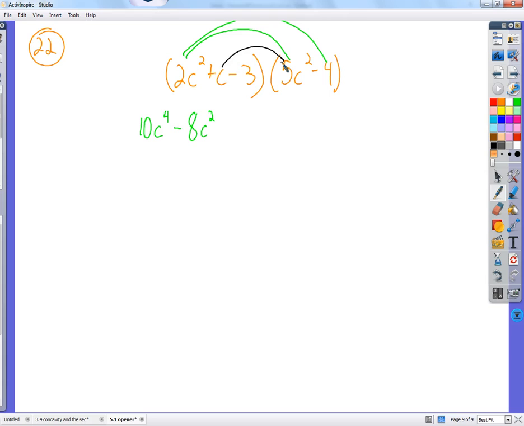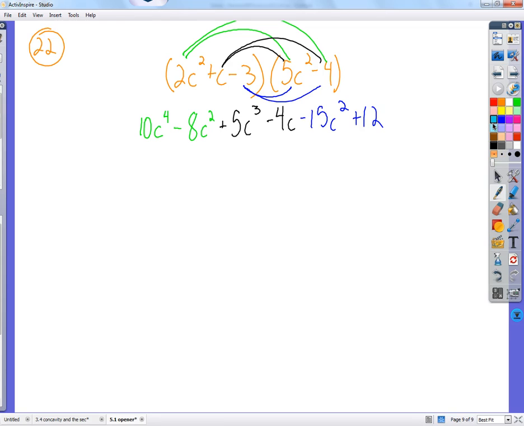C times 5c squared is 5c to the third. C times negative 4 is negative 4c. Now c has been distributed to everything in here. If there were a third thing, we'd move on to the third thing. But there's not just those two, so then negative 3, negative 15c squared, negative 3 times negative 4 is 12. So by drawing those, I've made sure that everything got paired up, and I made sure I didn't miss anything, and I didn't do anything twice.